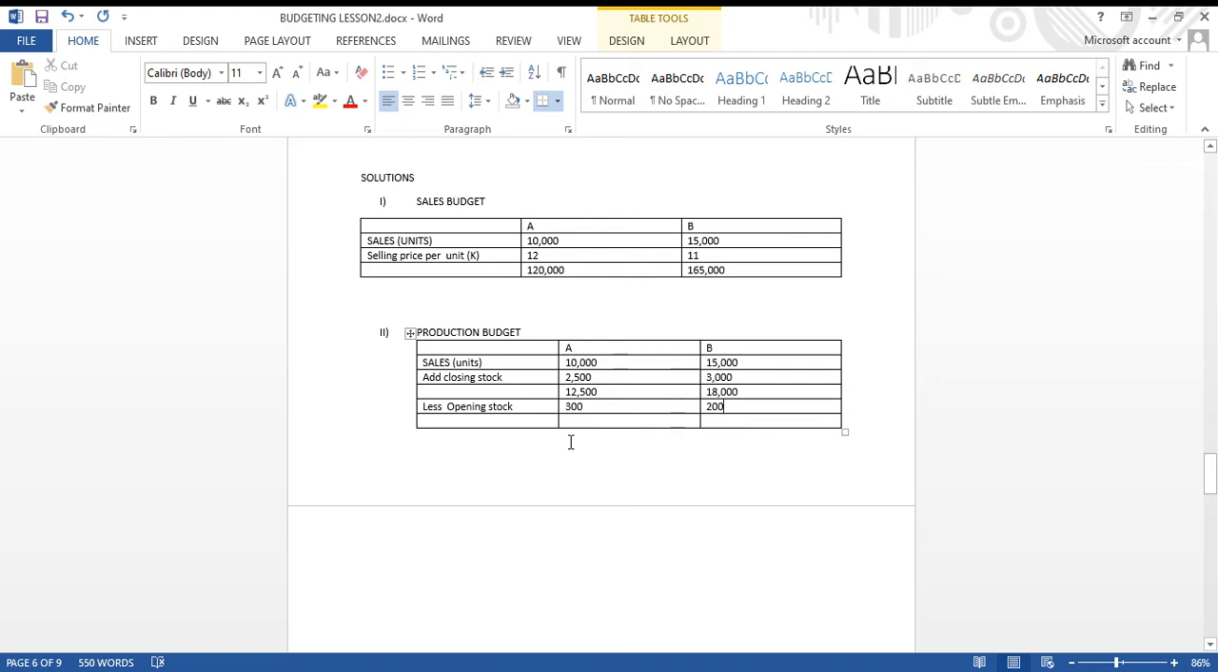So we're going to say 12,500 minus 300, we get 12,200 units. So we need to produce 12,200 units of product A. Product B, 18,000 minus 200, we get 17,800 units of product B. So now we're done with our production budget. We found out how many units we need to produce.